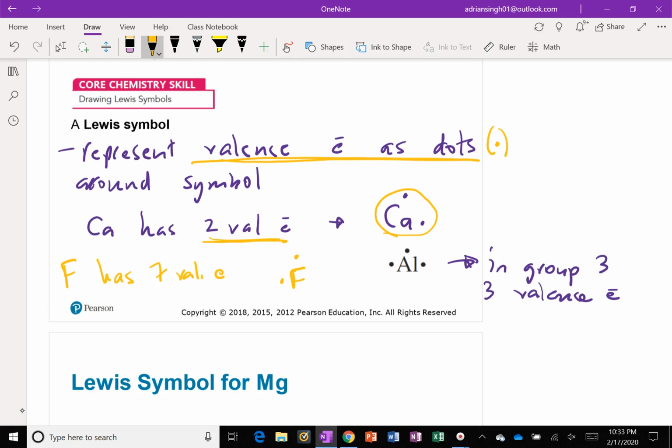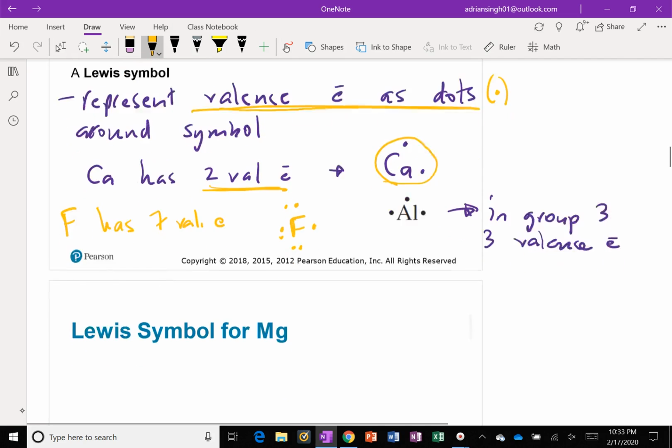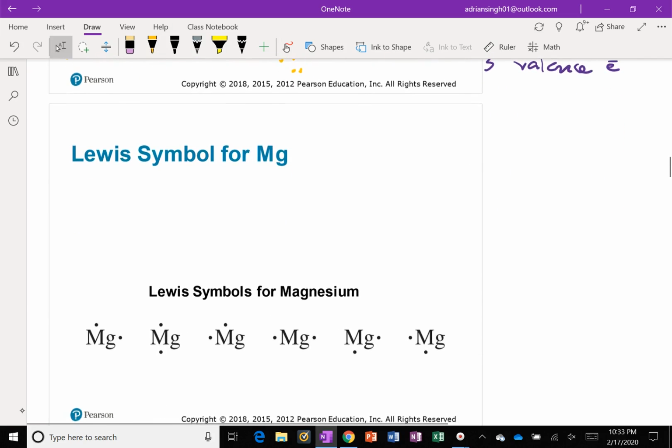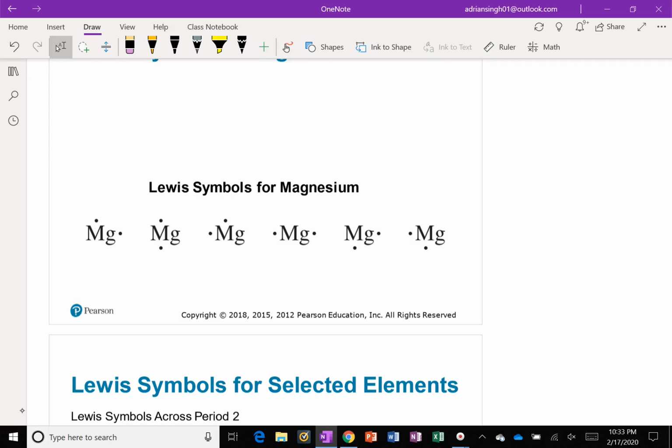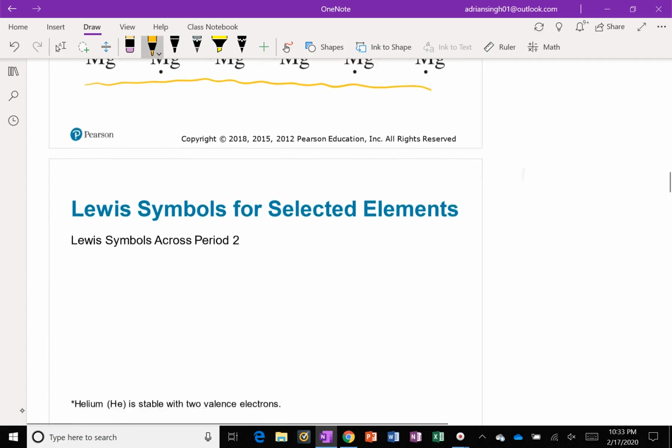So 1, 2, 3, 4. We put 1 in each corner. And then if we have more than 4, then we start pairing up 5, 6, 7. So when you put your dots in the Lewis symbol, it doesn't really matter where the first several dots go. You just need to make sure that you put 1 in each corner around the symbol for the element. So in the case of magnesium, there are several options for where those first 2 electrons can go.